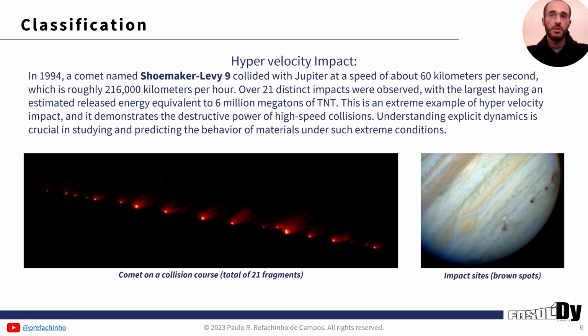So you can see on the photos that were captured on that occasion, the brown spots on the photos are the points where the fragments of the comet impacted the surface. I really recommend you to have a look and do some online search about this. It's a very interesting topic.